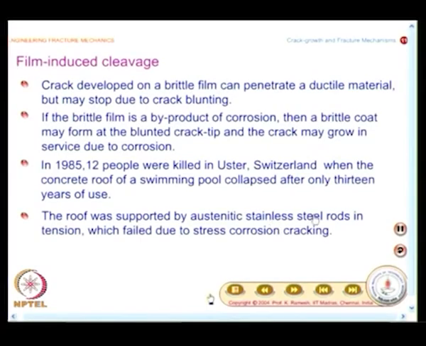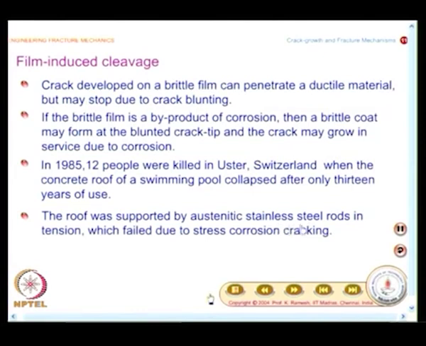The stainless steel rods were in tension, they were supporting loads. So, what you find is that the combination of a load plus a corrosive environment has precipitated crack growth due to stress corrosion cracking. And here again you find austenitic stainless steel is susceptible to this. So, if you take a proper category of steel, then you can avoid or minimize this problem.